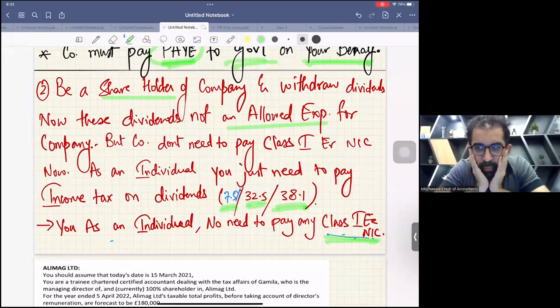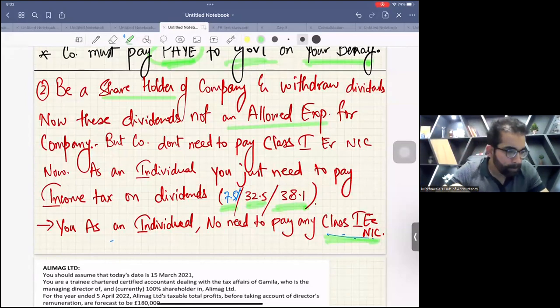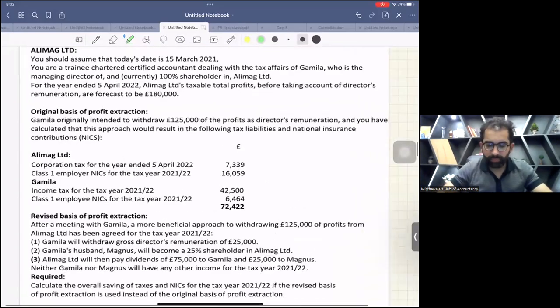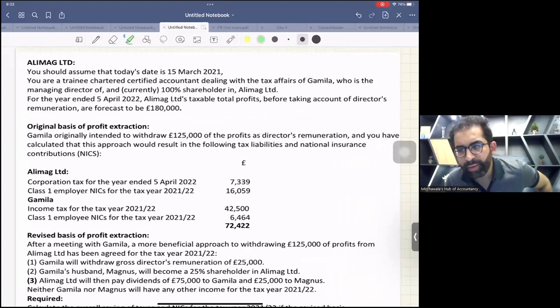So with your permission, I'm moving to the first question. We'll discuss three past papers today. We will discuss three past papers related to this and we'll go slow, right? Now, the first question is Ali Mag Limited. I think this question is not in your kit. Yes, but it's a past paper. I extracted this from the old kit and I updated it. So it's totally relevant because it's a past paper.